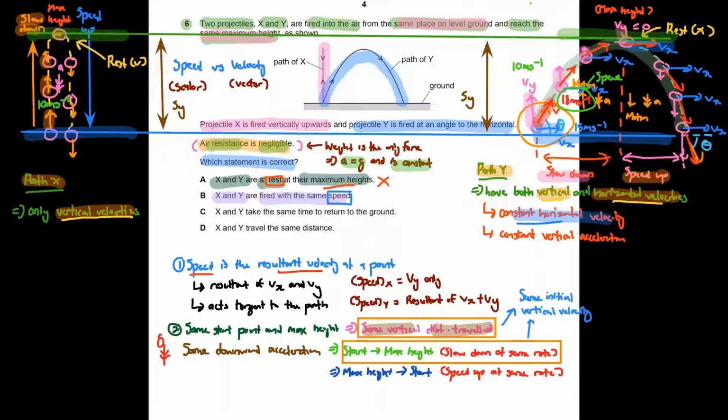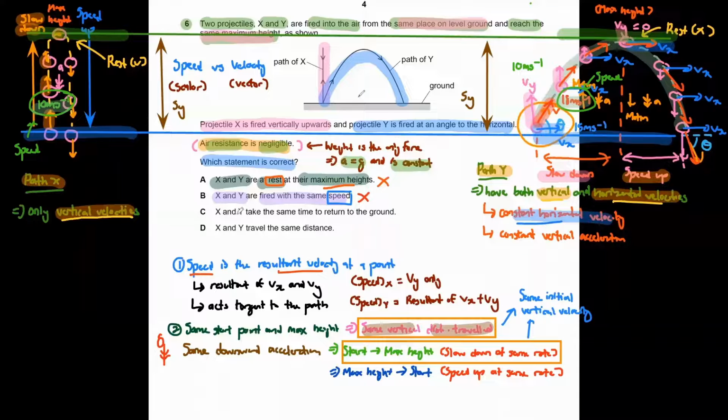But when you consider projectile X, because it only consists of vertical velocities, this 10 meters per second is actually your speed. Now you can see that the speeds are actually different. For X it is 10 meters per second, for Y it is 18 meters per second. That's why we cannot say that X and Y are fired with the same speed.